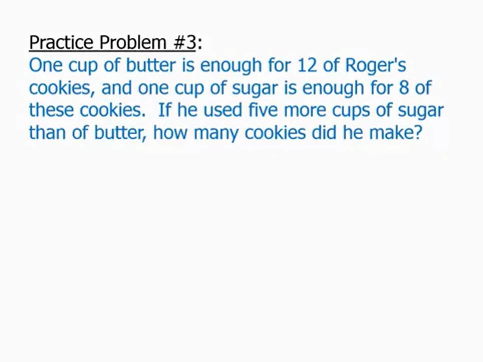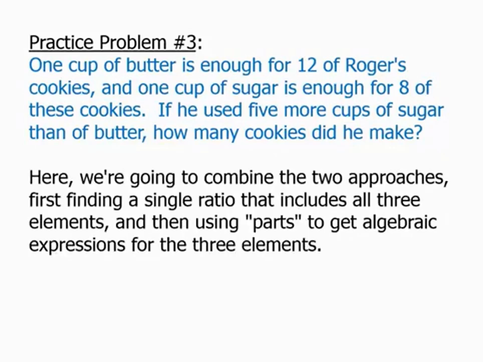Okay, so what we have here are a few different ratios. We have a cup of butter for a number of cookies, cup of sugar for a number of cookies, and then what we're looking for is a difference. So we're not looking for how many cups of butter or how many cups of sugar. We're given this odd piece of information, 5 more cups of sugar than of butter. So this is a tricky one. This is actually going to require us to use both strategies. So first we're going to have to come up with the combined ratio for the whole thing.